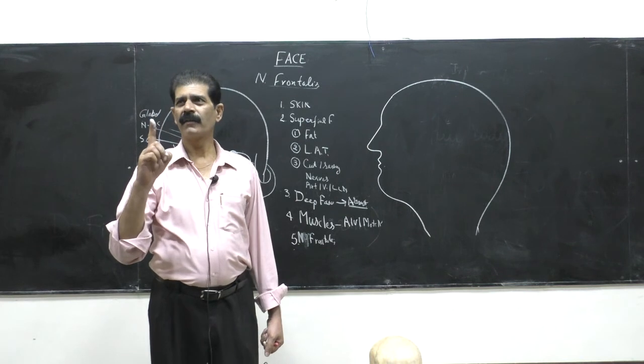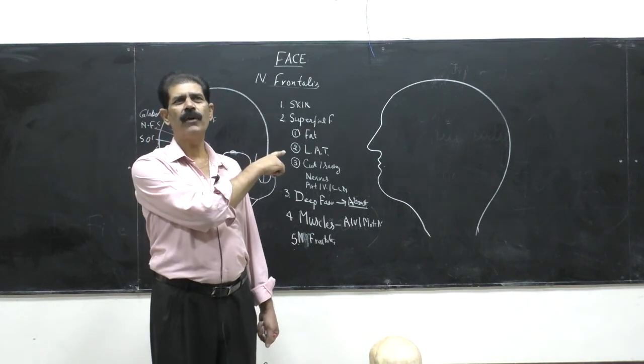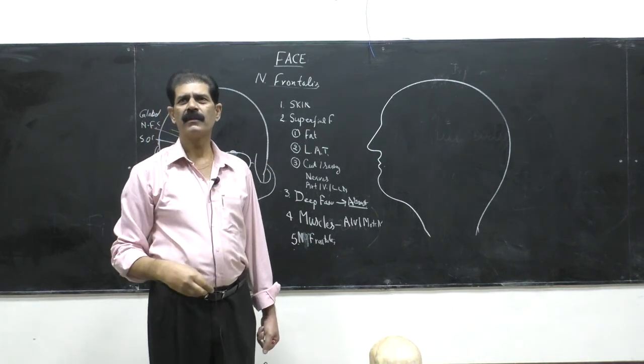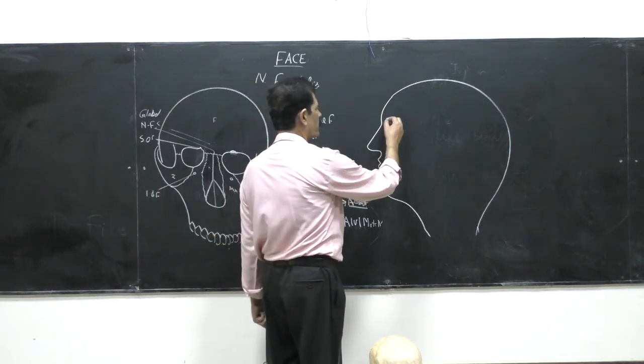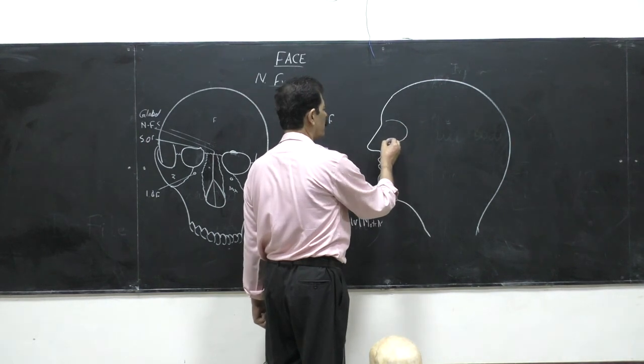So this is number one. Always make this diagram, side view of the face. Practice it 100 times, then it will be symmetrical. So here comes the orbit.